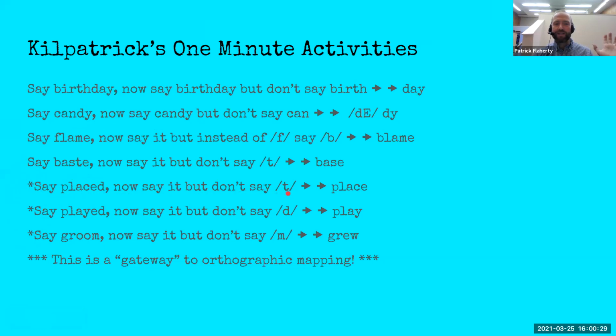Now say it, but don't say /t/. So they're going to say place. Now look at that, /t/, but they took off an ed. Then played, they took off the /d/ sound, but it's spelled ed, right? And then groom, that /oo/ is spelled oo. Don't say it's grew. We don't spell grew G-R-O-O, right?